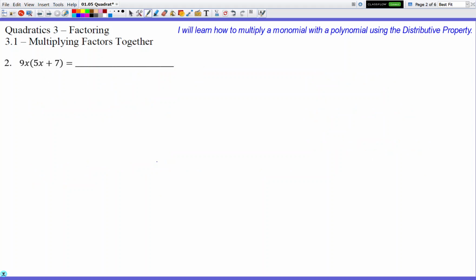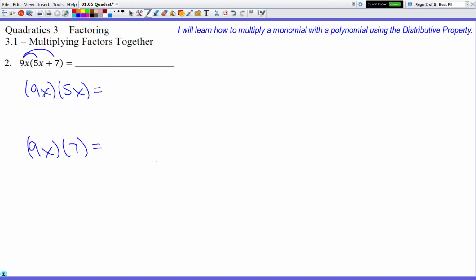We got 9x on the outside, 5x plus 7 on the inside. We're going to multiply 9x to both of these things. Yeah, so I drew 2 lines, 2 rainbows. So that basically means there's going to be 2 sets of multiplication. It's going to be 9x times 5x, and it's going to be 9x times 7. Okay, and we're going to do sign, number, letter with power, exactly in that order, just like the previous problem.